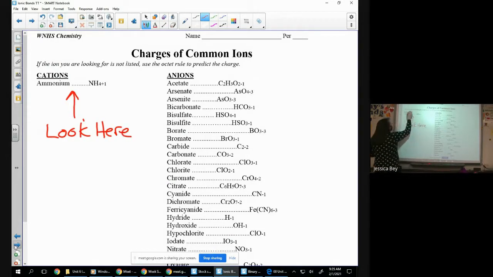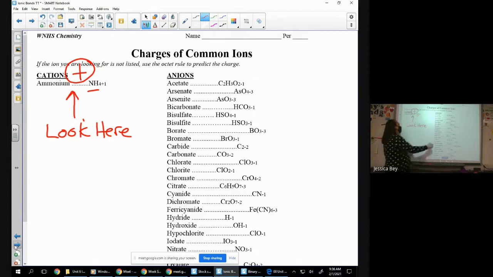It's the only positive. Remember, cations are positive. This is the only positive polyatomic ion that we have. His name is ammonium. He's NH4. And the nice thing about this paper is it tells you the charge. So NH4 is going to be a +1.